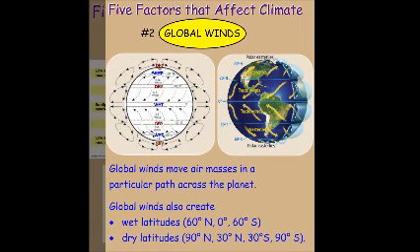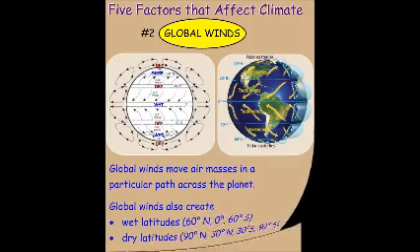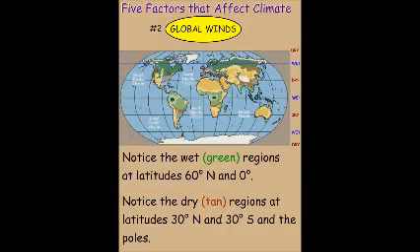The second one we've already studied as well, which is global wind patterns, and we know that global winds move air masses in a particular path across the planet. So some latitudes are wet latitudes, and some latitudes are dry. You can see in this picture that we have regions of different color, and that represents how much rainfall those areas get. The dark green regions are the wettest regions of the planet, and the tan or yellowish regions are the driest regions, and that's where most of the world's deserts form.